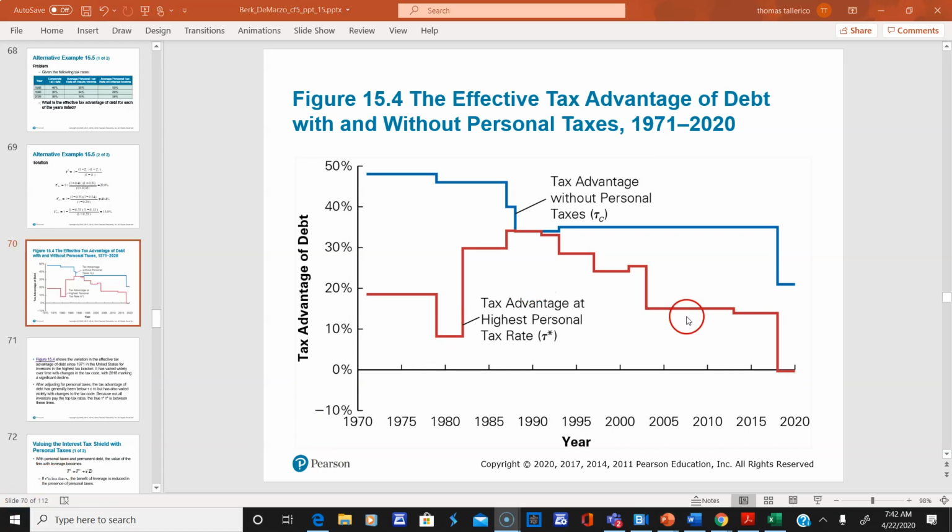So again, this graph shows the tax advantage of debt at your highest personal tax rate. Notice how over the years it has declined, because of your personal tax rates here compared to what it was without personal taxes. So I actually added a slide here.